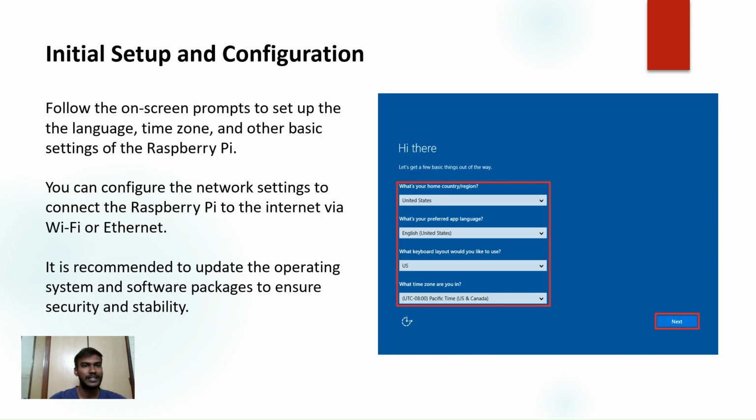Now let us see the initial setup and configuration. Follow the on-screen prompts to set up the language, time zone, and other basic settings of the Raspberry Pi. You can configure the network settings to connect the Raspberry Pi to the internet via Wi-Fi or Ethernet. It is recommended to update the operating system and software packages to ensure security and stability.